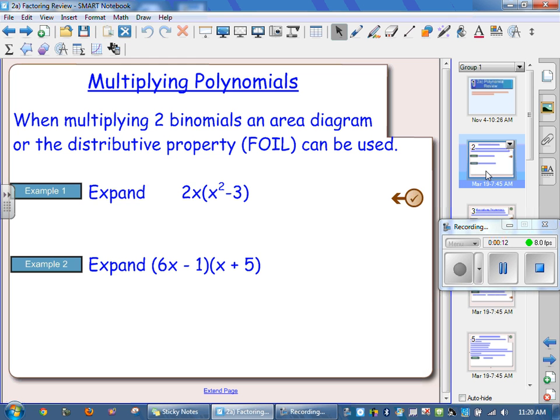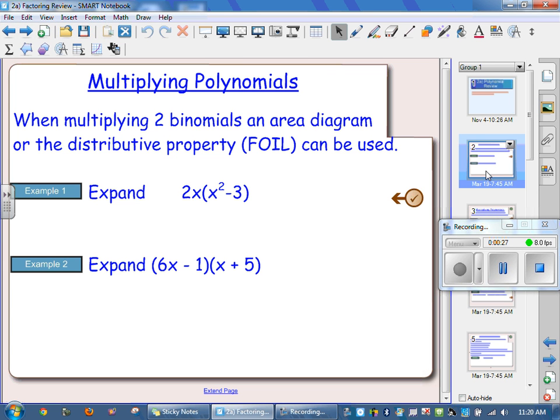So, multiplying polynomials, there's a couple different strategies. If we multiply two binomials, that means there's two terms in each set of brackets. Okay? So, how do we do that? We can use FOIL or the area diagram.